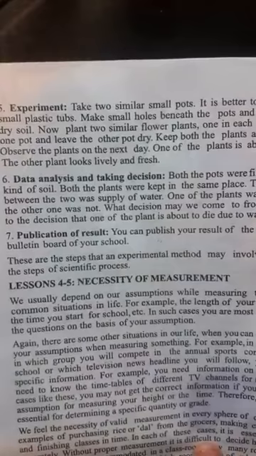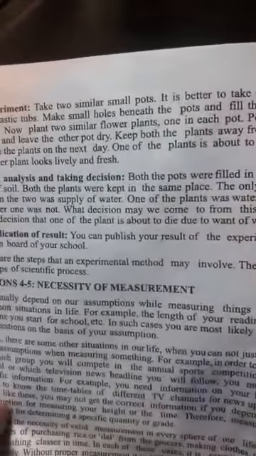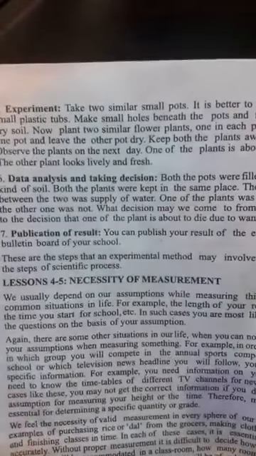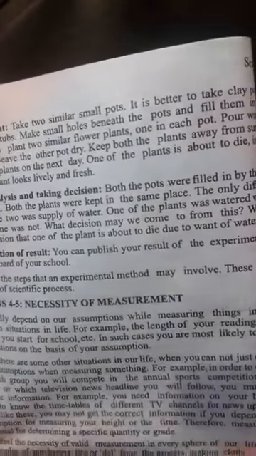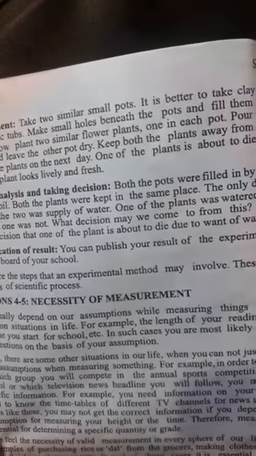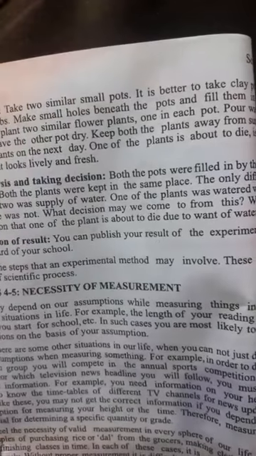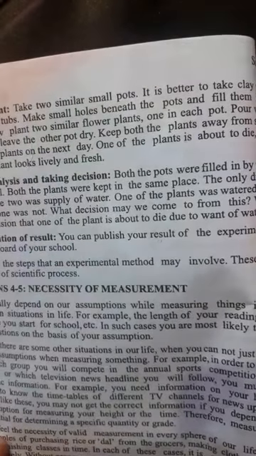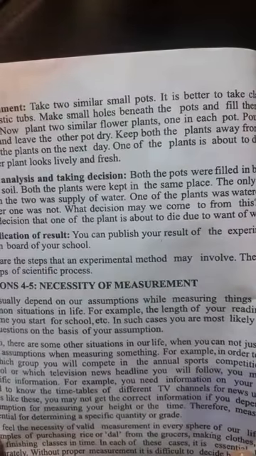Number 5, experiment. Take 2 similar small pots. It is better to take clay pots or small plastic tubs. Make a small hole beneath the pots and fill them with dry soil. Now plant 2 similar flower plants, 1 in each pot. Pour water in 1 pot, leave the other pot dry. Keep both the plants away from the sunlight.